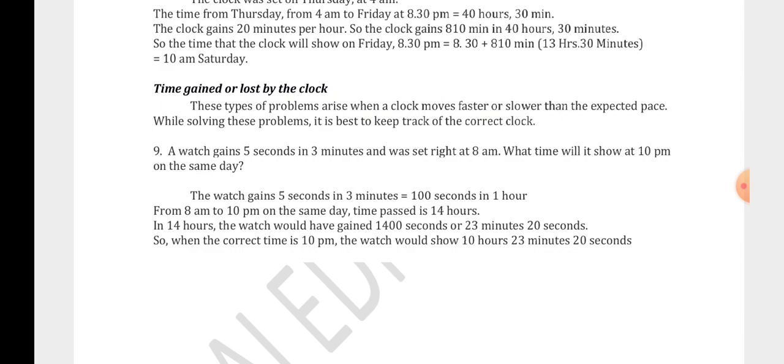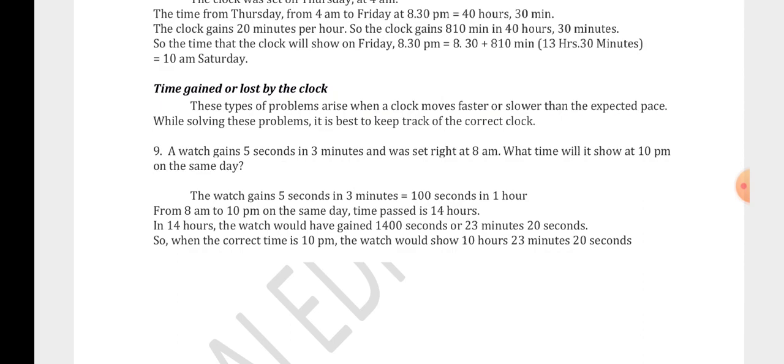Faulty clock means, suppose it is 10 minutes late, it will be 10 minutes late daily. Sunday, Monday, whatever the day, tomorrow, day after tomorrow, it will be 10 minutes faster or slower. But in gain or loss, it changes every hour.